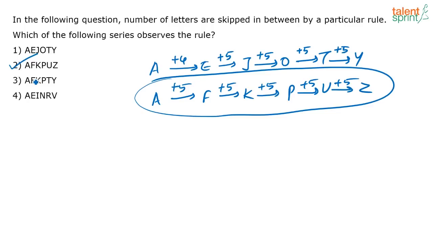Yes, if you look at this option again, here you will have plus 5, plus 5, plus 5 again, but here it is plus 4, correct? So, again, that will not follow. Then, if you look at this option, again, A, E, here is plus 4. Then, E, I becomes plus 4, correct? Then, here it is plus 5. Yeah, again, no fixed pattern. So, the only correct answer here will be option 2, where the difference between each set is plus 5.